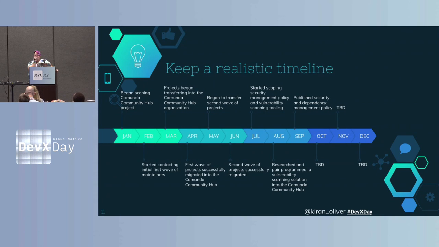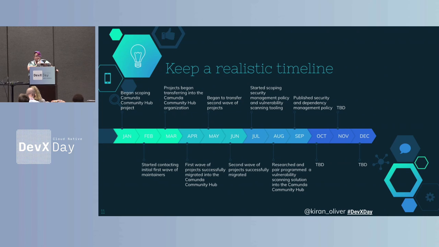Another important thing to keep in mind is that this needs to be realistic. While you think it might take a week, chances are it's not going to. When I first started at Camunda, the Community Hub didn't even exist. This was in January of 2021, and so I had to build it from scratch. And in February, we had started contacting the initial first wave of maintainers, and it wasn't until March that projects began transferring into that organization itself. So that in and of itself took 2 months.